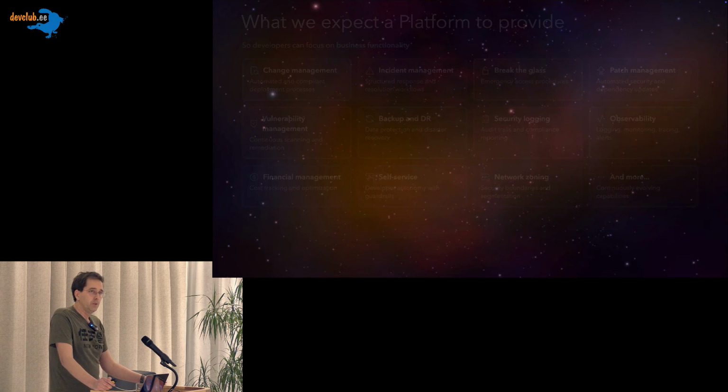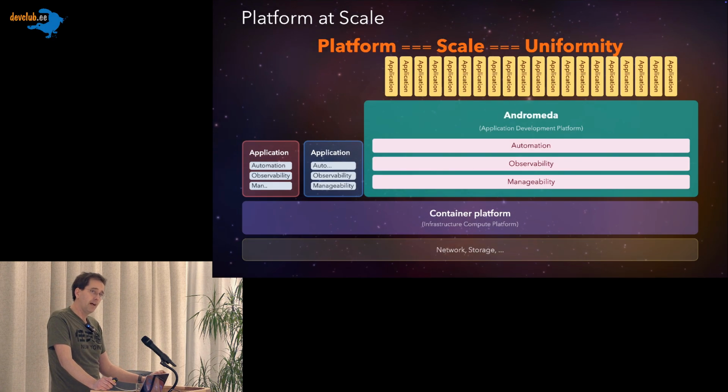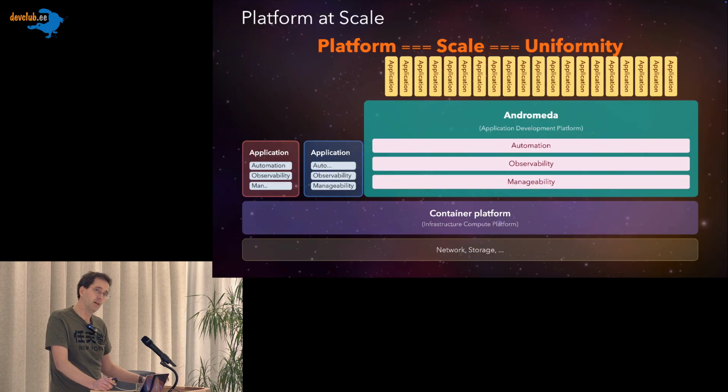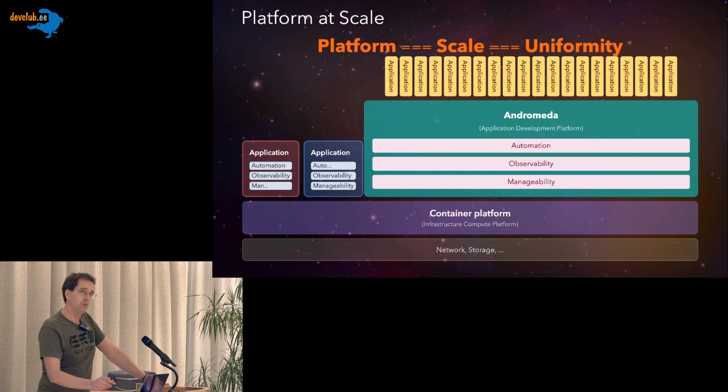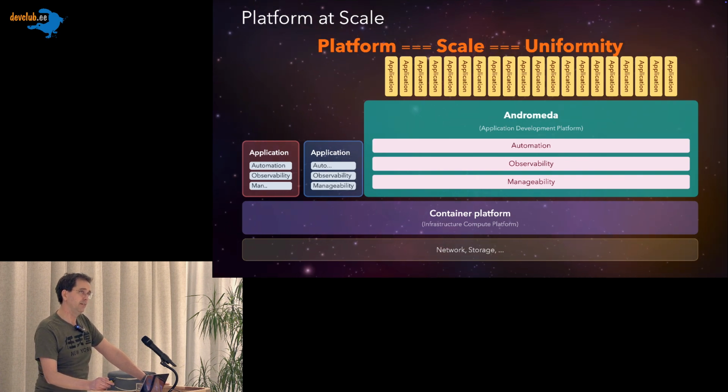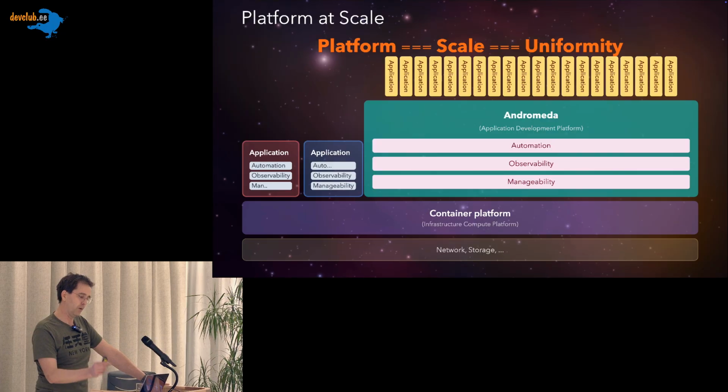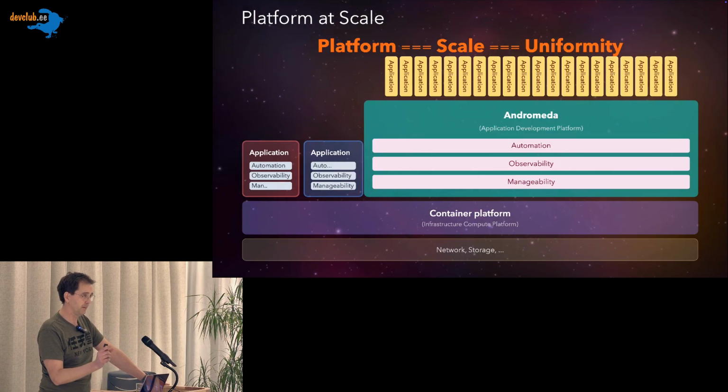And when it comes to actually having one platform, a platform can equal scale, and that actually equals uniformity in the applications. And there is actually a good thing of that. But I also want to emphasize you should not force every team to do exactly one thing. There should be a bit of engineering freedom, because otherwise you will lose the developers.